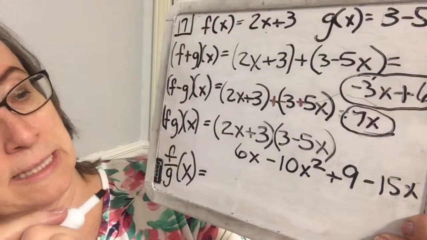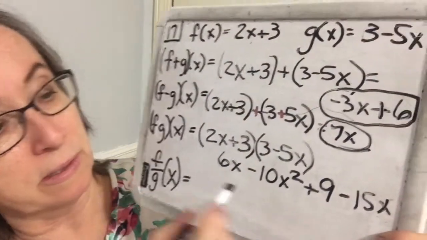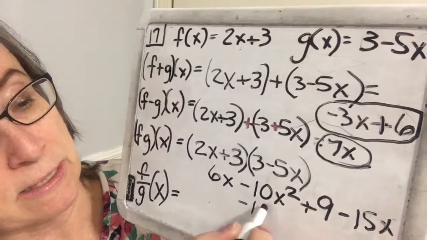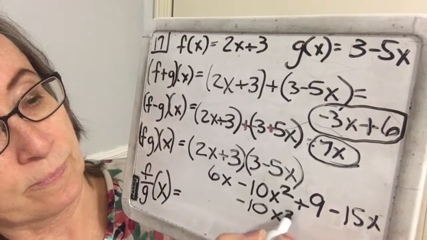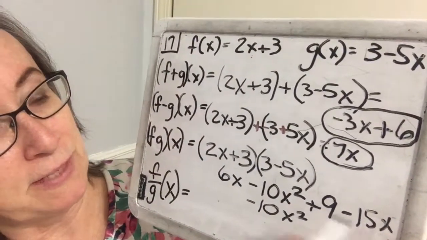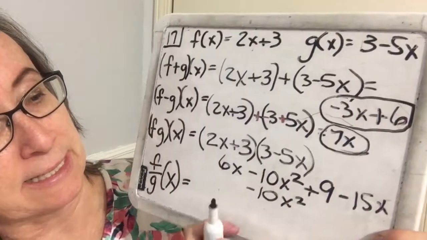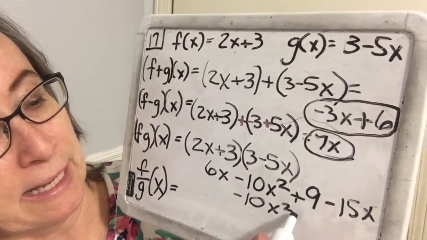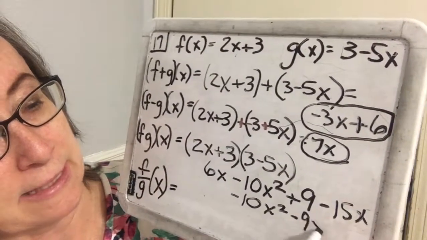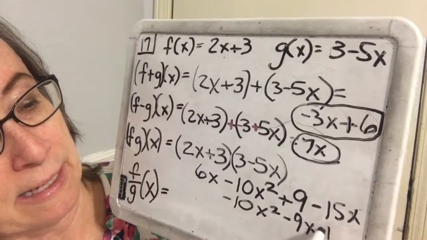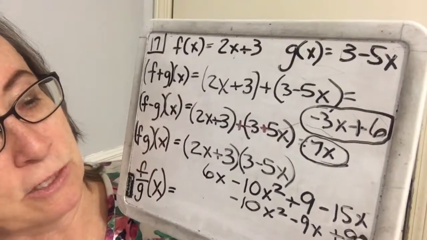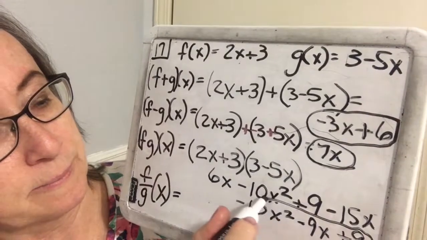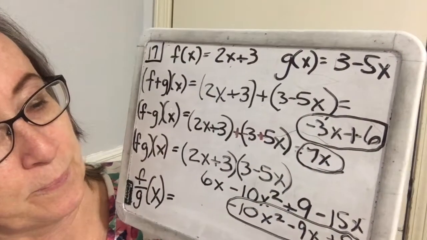So now let's clean it up and put it in the right order. We need negative 10x squared. And then negative 15x plus 6x is going to be a negative 9x. And then plus the 9. And that should be our answer right there.